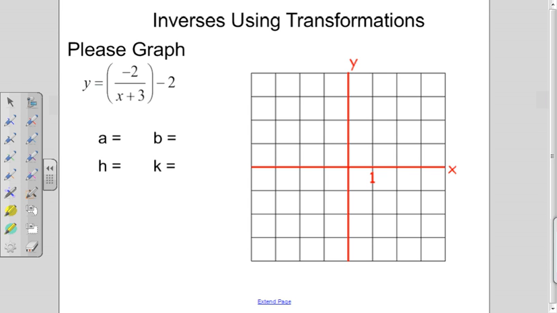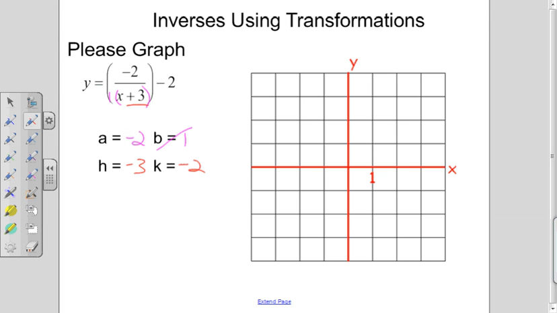So, the next example, we're going to have to make an ABHK chart. Again, this is an example where A is in the numerator, and we have y equals negative 2 over the quantity x plus 3, minus 2. You would also maybe see this written without the parentheses. They're kind of irrelevant. So, we've got A is negative 2. B is my multiplier of the input, which here is 1, so who cares? H is the additive parameter with regard to the input. It's the inverse of what you see. So I see plus 3. It's really going to be minus 3. And then my k value is, in fact, negative 2.